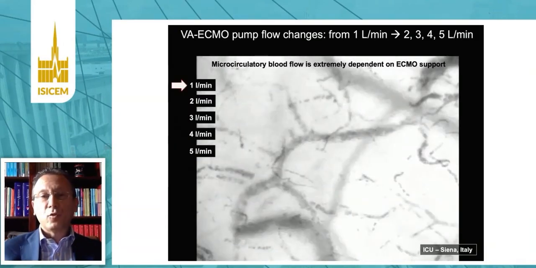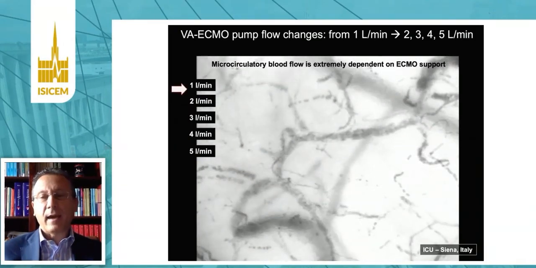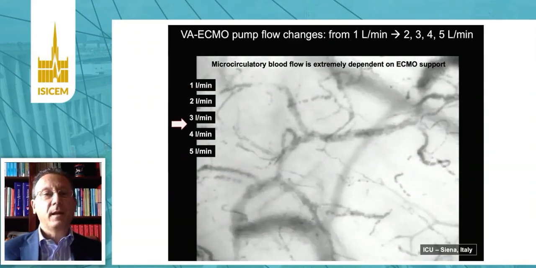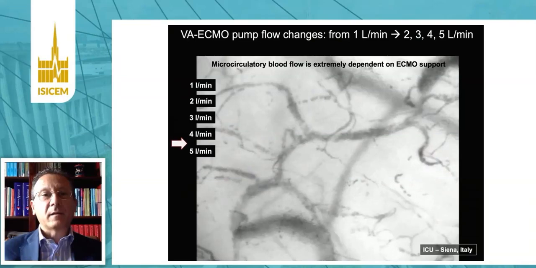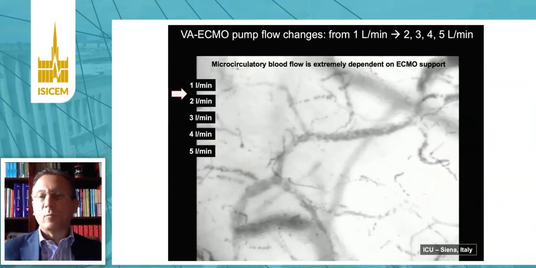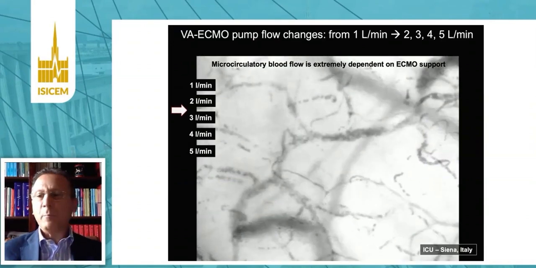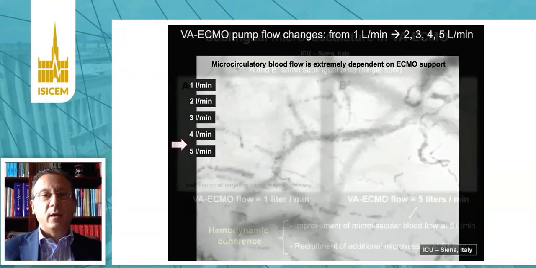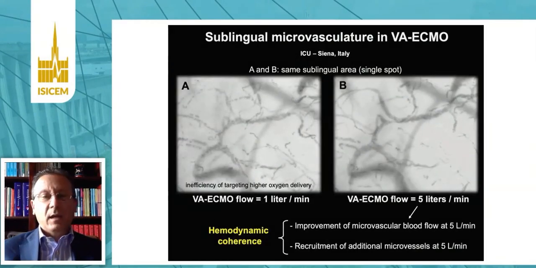The patient was supported by VA ECMO due to acute cardiac failure. And we can observe that the microcirculatory blood flow is completely dependent on ECMO support. As the pump speed goes up, the microcirculation improves. And we can observe the same in this slide.